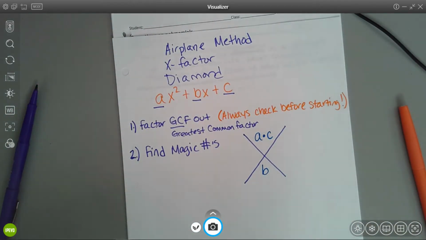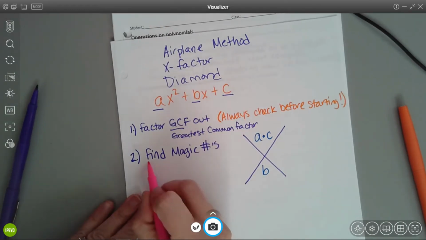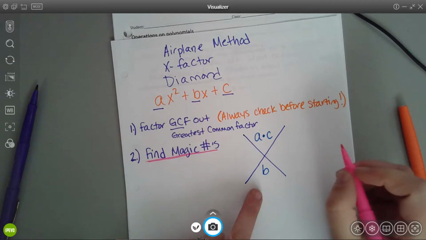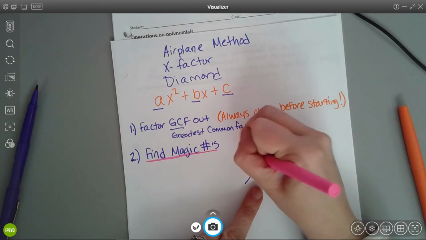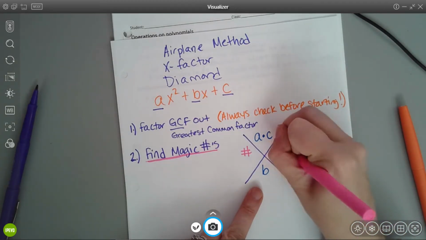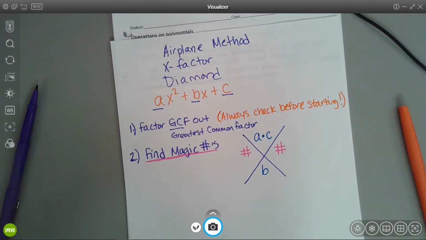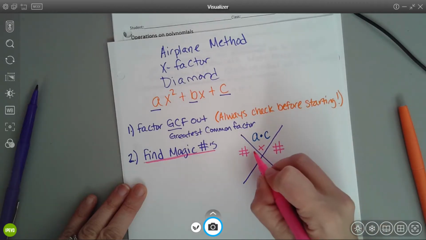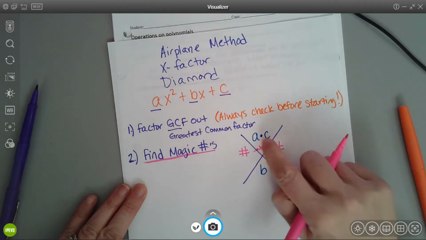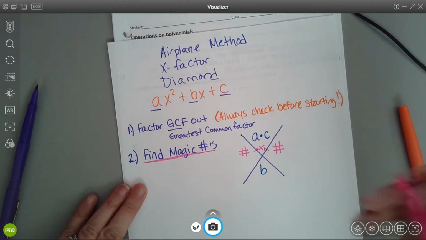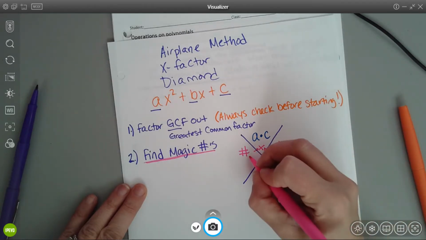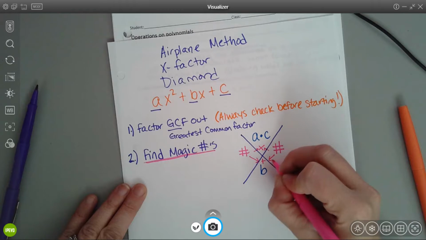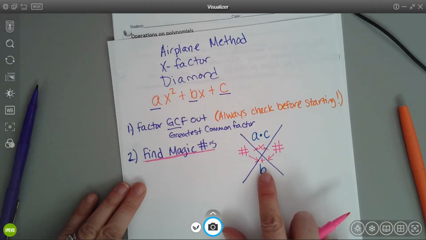Okay. Now these magic numbers, they are magical. They are two numbers that go right here. And what these numbers have to do is multiply together to make this top number. But then if we add them together, they have to add up to this B term.